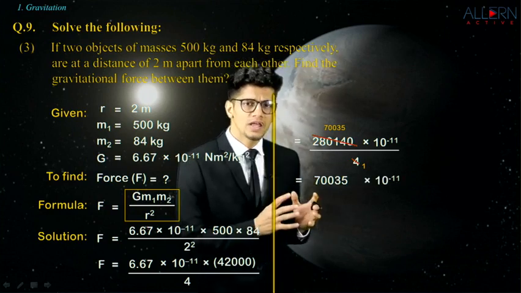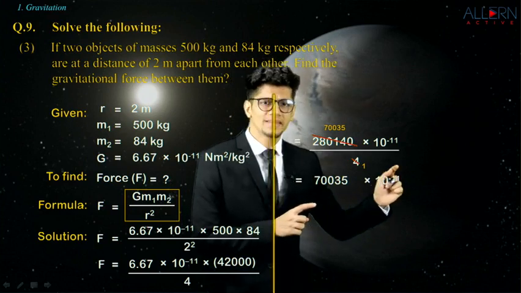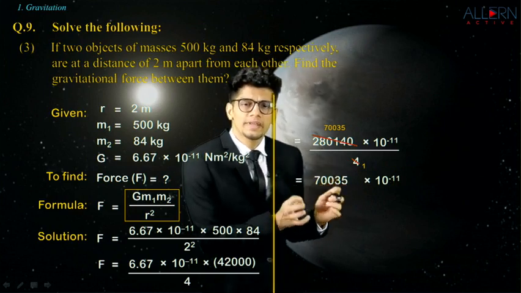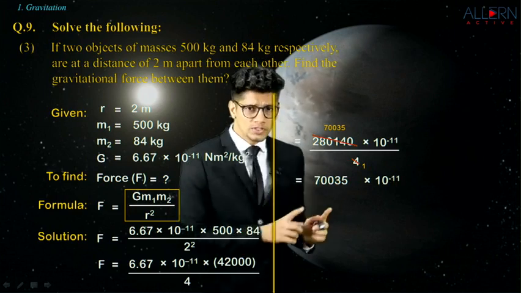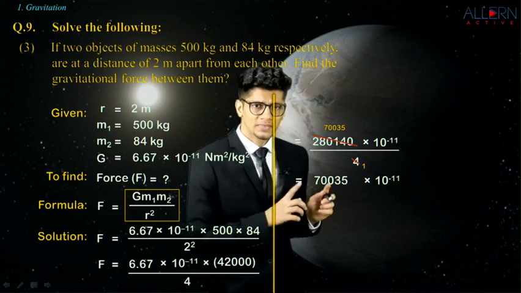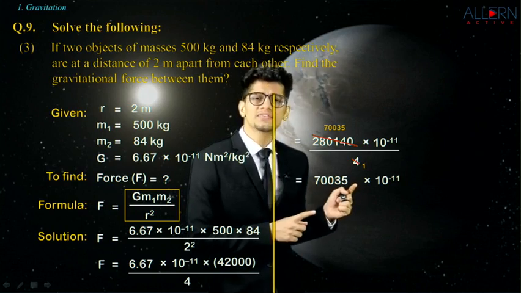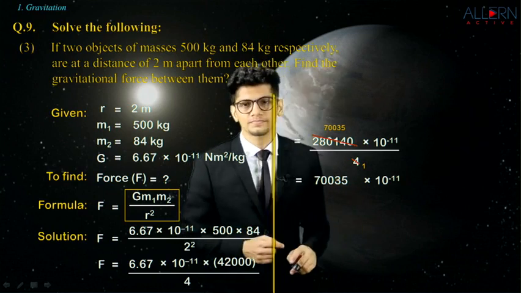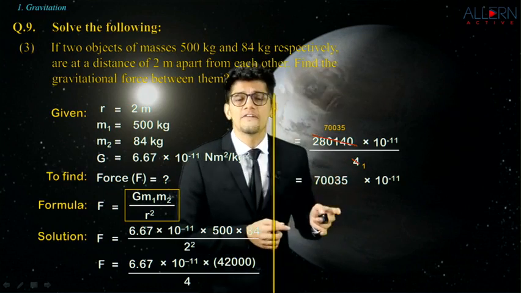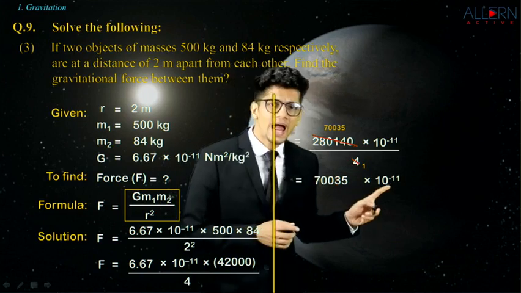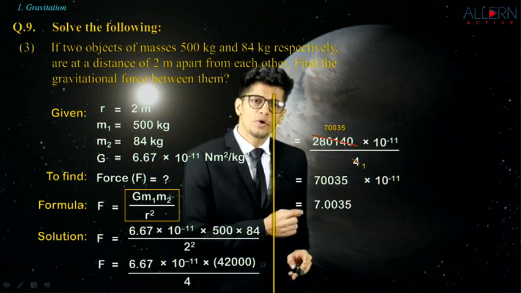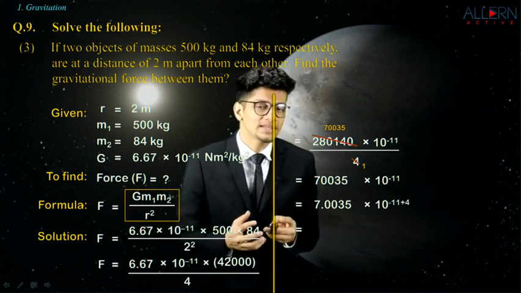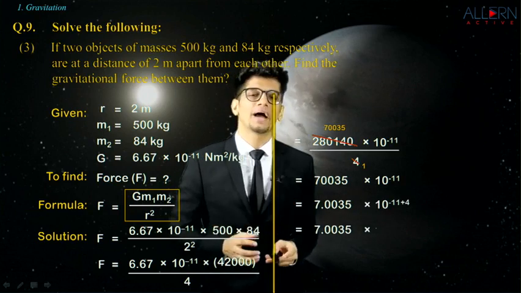Now in physics, whenever we have an answer such as this, wherein there is a power associated with a final answer, remember that this particular term has to be between 1 and 10. So is this number between 1 and 10? No, right? That means since the decimal is over here, we need to shift the decimal by 4 places so that we obtain 7.0035. Since we shift the decimal 4 places to the left hand side, that means we have to add 4 to this power. So we get 7.0035 into 10 raised to minus 11 plus 4, and 10 raised to minus 11 plus 4 gives us 10 raised to minus 7.